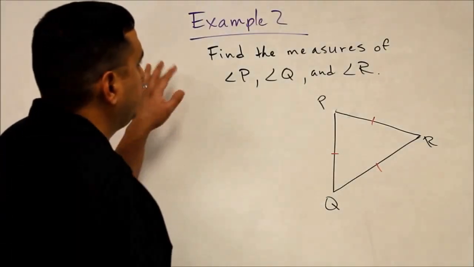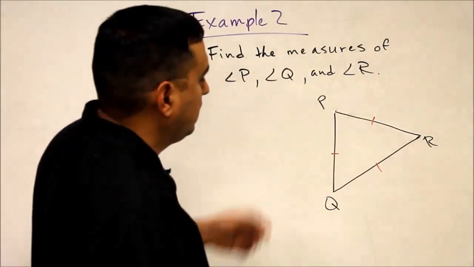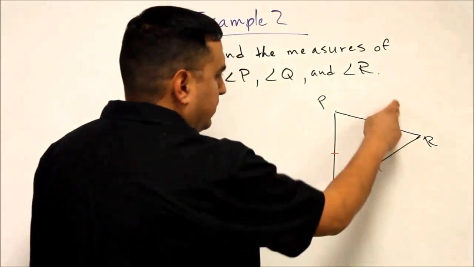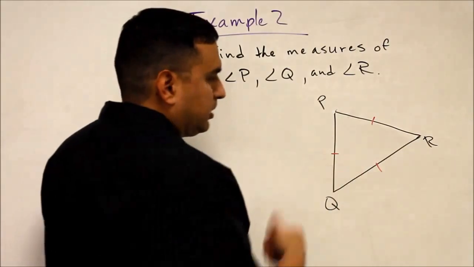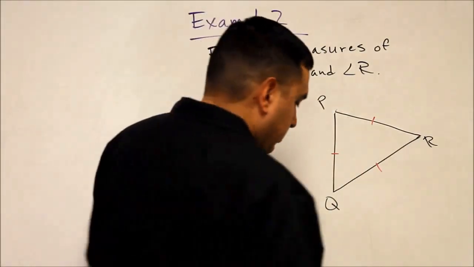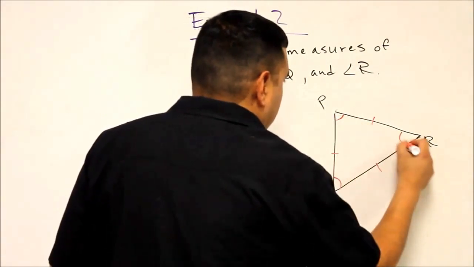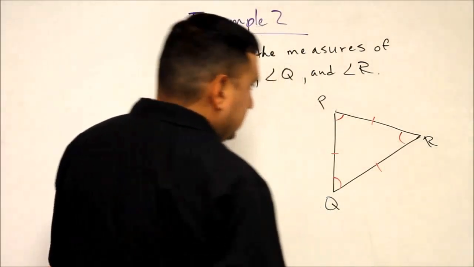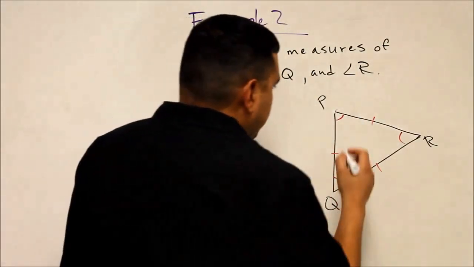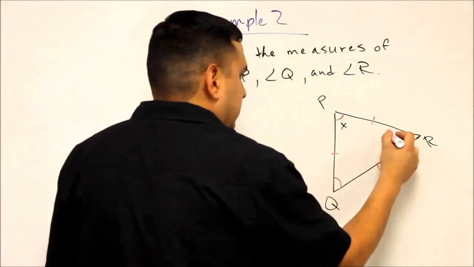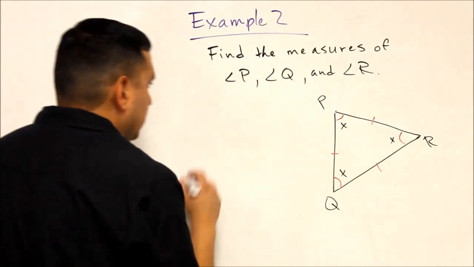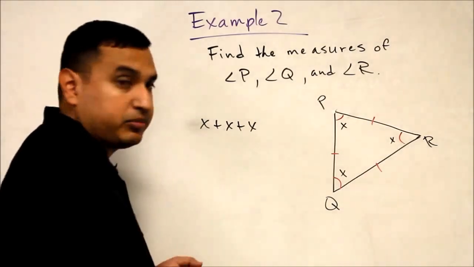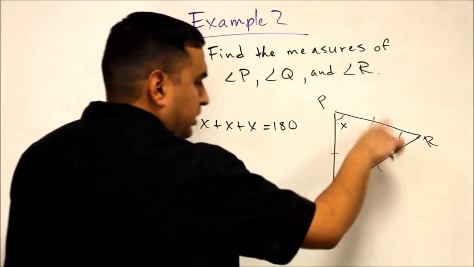Example 2, simply given, find the measures of angles P, Q, and R. And looking at the picture here, I noticed that all three sides are congruent. So that tells me that it's an equilateral triangle, which means it's also equiangular. So I know all three of these angles have to be the same measurement. To find out what those measurements are, since I don't know anything else about the angles, I'm just going to call them x. So if this one's x degrees, that has x degrees, that has x degrees. Adding them up, x plus x plus x has to be 180, because all three angles inside a triangle add up to 180.